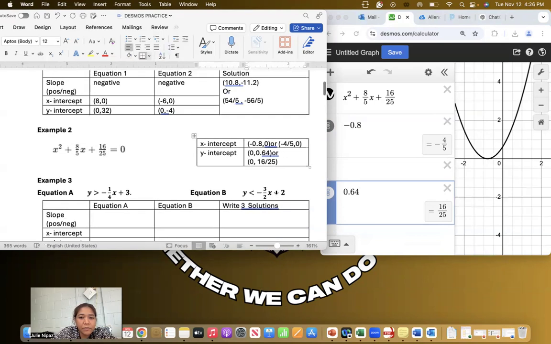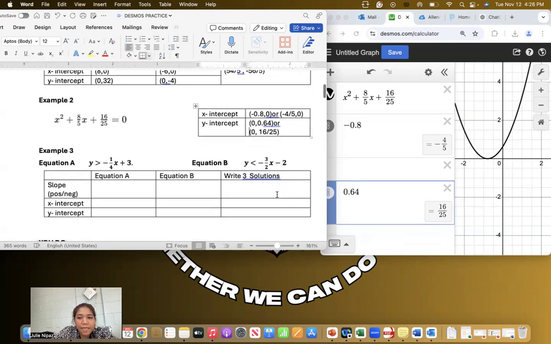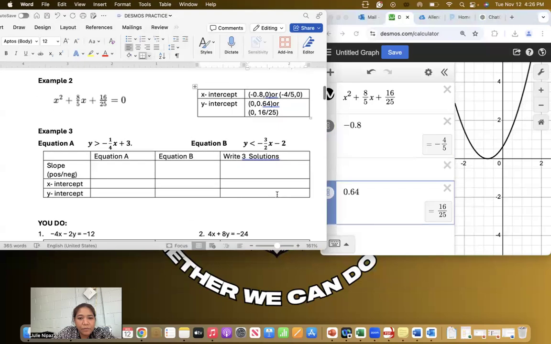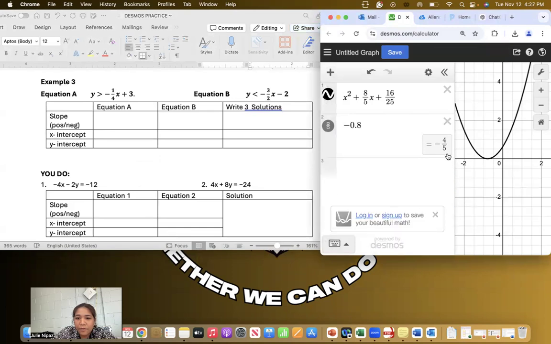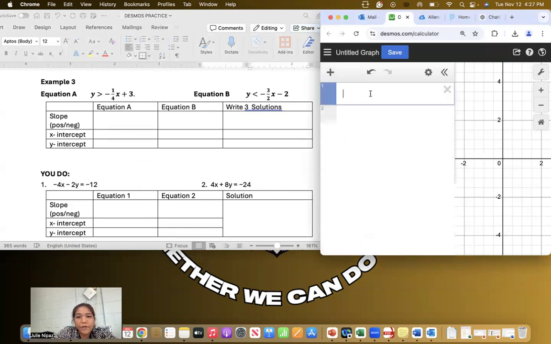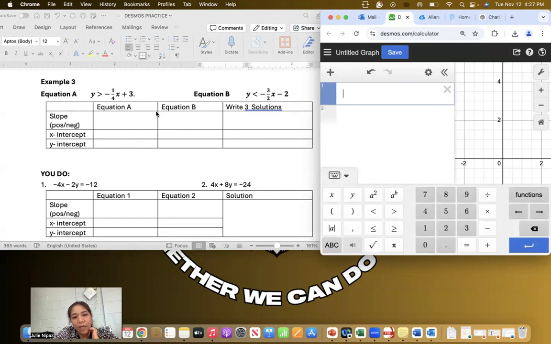All right? So next, example number 3. Let me clear everything that I have here. For example number 3, this is what you call a system of linear inequalities. It's almost the same as linear equations, but this time you will have more than one solution. And we will now be writing 3 solutions here. So let's do it one by one.